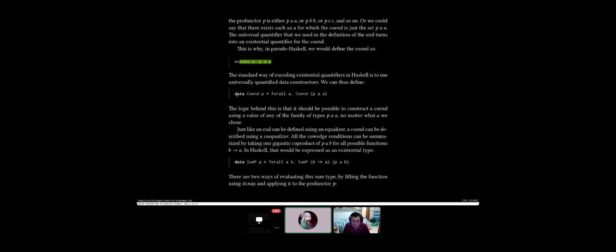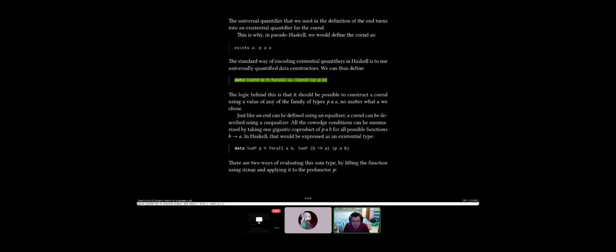Yes. And there's actually a way to encode exists in Haskell, which is like this. I'm kind of sad that you have to do this, but it is what it is, I guess. I'm a little bit confused by this trick, because it's different to say there exists an A such that there is a P A A, and saying for all A, coend P A A. How are these two equivalent?